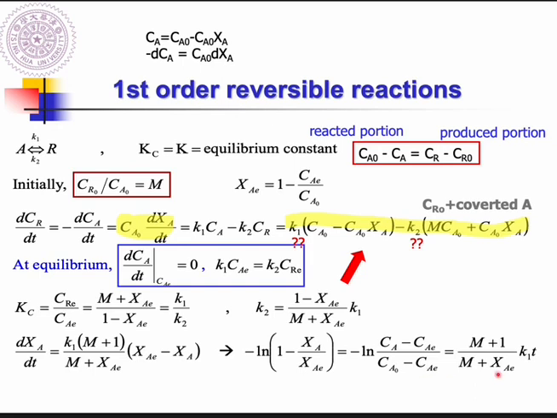Okay, any questions? So now you already have the result, right? Next, if I use this as the y-axis and this as the x-axis, and input XA at different time points, and the data shows a straight line, that implies that this equation belongs to a first order reversible reaction.